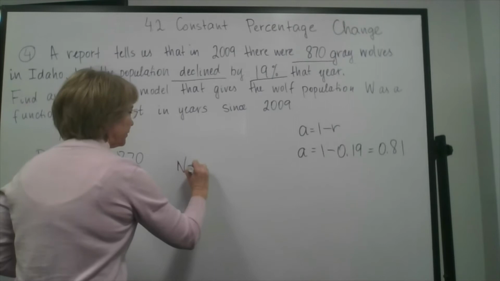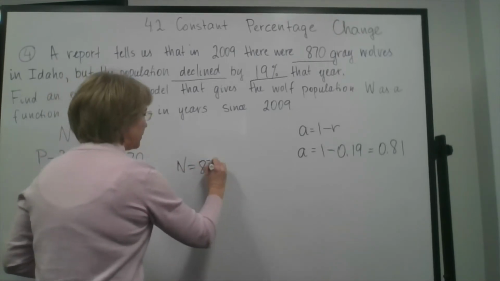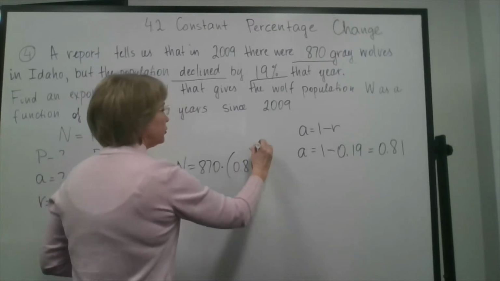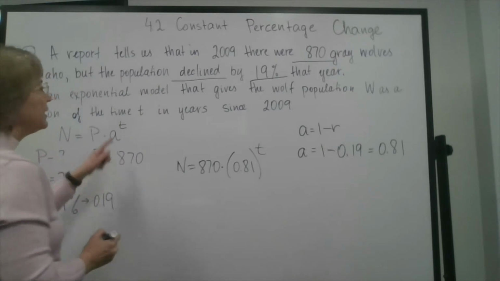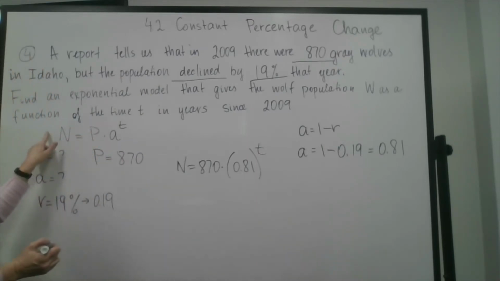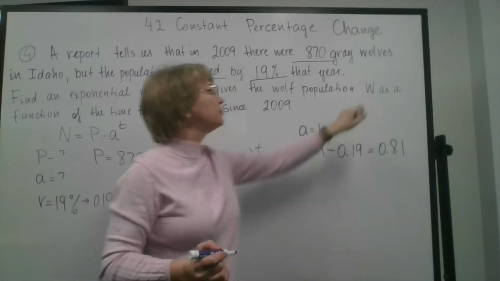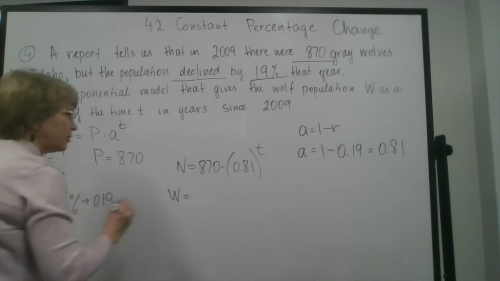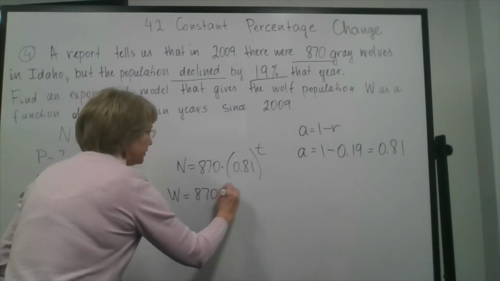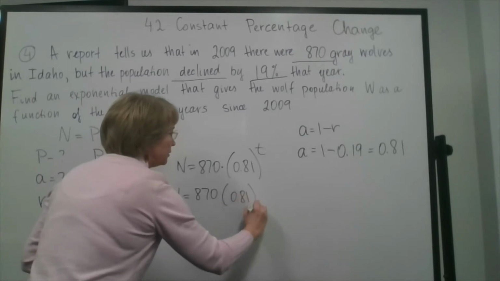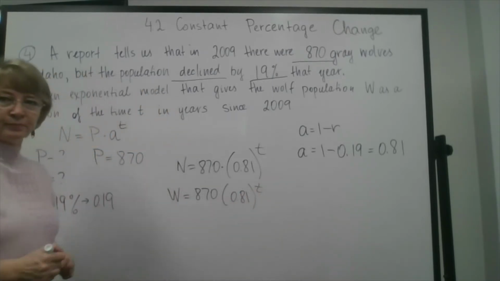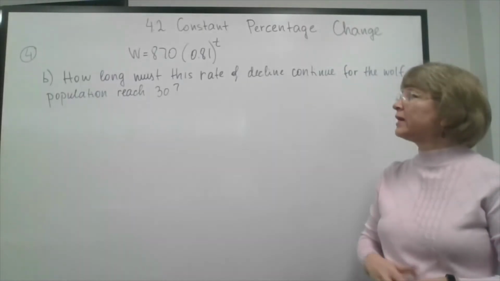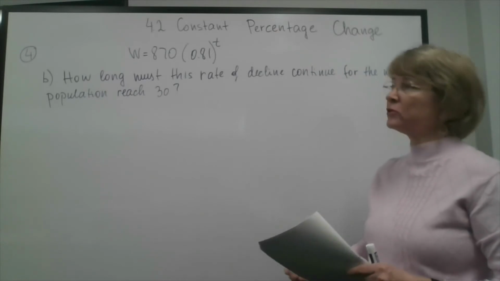N is equal to 870 times 0.81 to the T power. But remember, in these problems, they ask you to find the formula for W. So let's rewrite the equation. W is equal to 870 times 0.81 to the power T. And now we have to answer the next question for this problem.